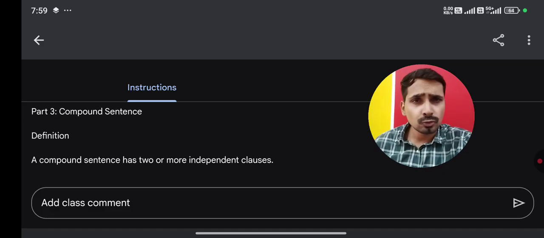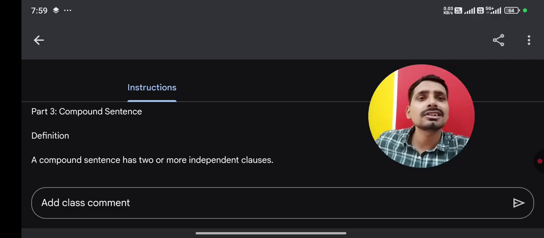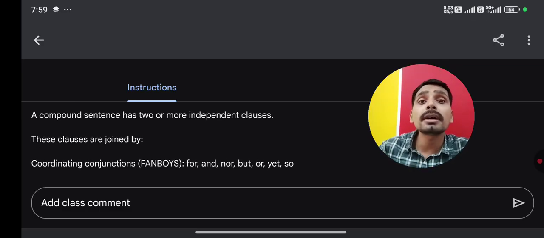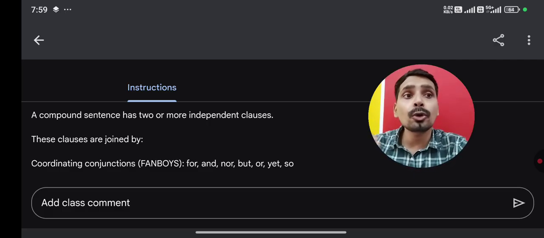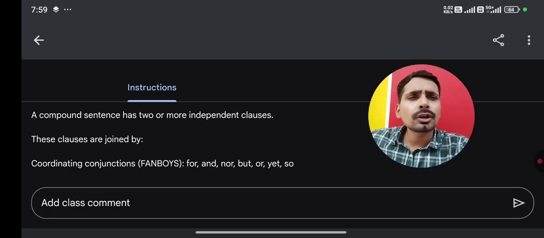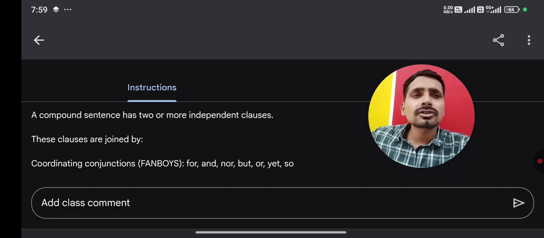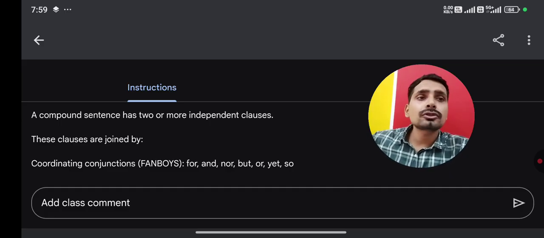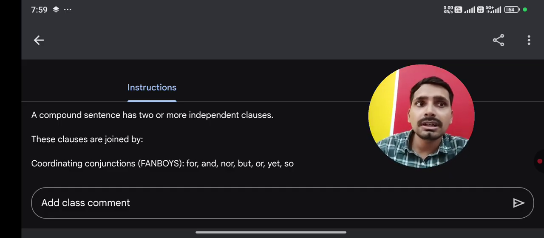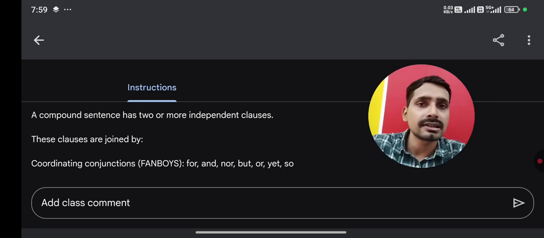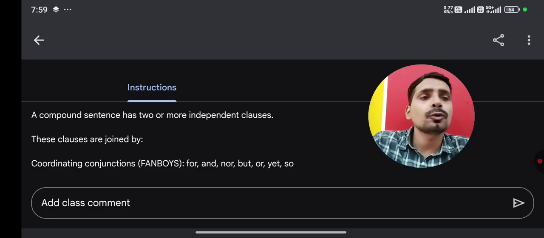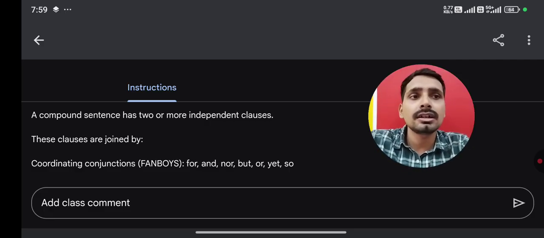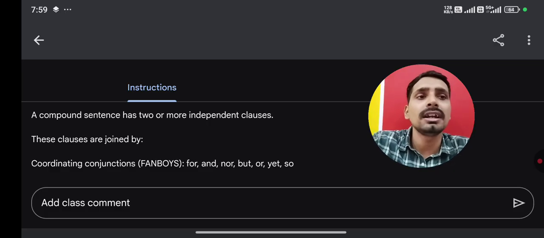These two or more independent clauses in a compound sentence are joined by conjunctions. And what type of conjunctions? They are joined by coordinating conjunctions. What is a coordinating conjunction? Coordinating conjunctions are words that connect two sentences, but they complement each other. They are independent sentences on their own. If you take out one sentence from the equation, the other does not lose its meaning. It has its own independent meaning.